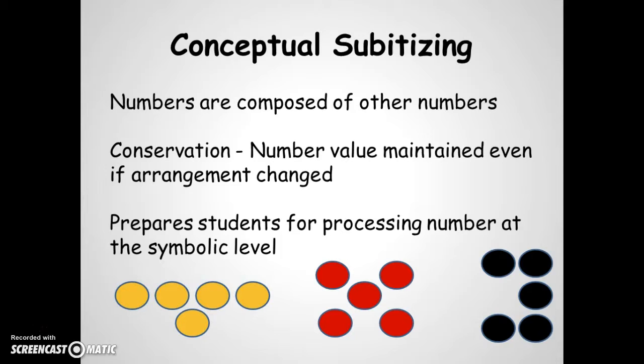Some questions you want to ask students as they are conceptually subitizing is, what did you see? So again, what was that total that was flashed on the screen? And how did you see it? So that's where they would explain to you the number combinations that they were able to put together to come up with that total.